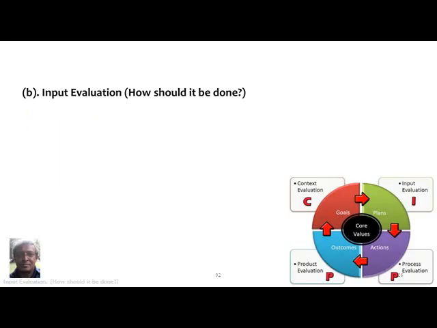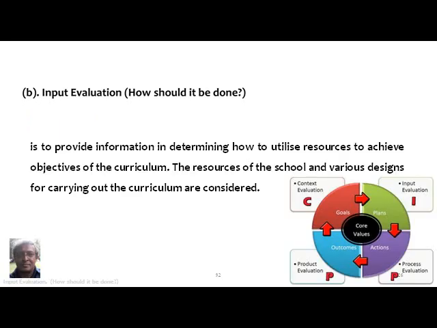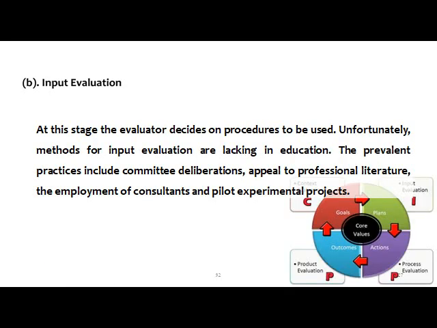Input evaluation: how should it be done? Its purpose is to provide information in determining how to utilize resources to achieve objectives of the curriculum. The resources of the school and various designs for carrying out the curriculum are considered. At this stage, the evaluator decides on procedures to be used. Unfortunately, methods for input evaluation are lacking in education. The prevalent practices include committee deliberations, appeal to professional literature, the employment of consultants and pilot experimental projects.